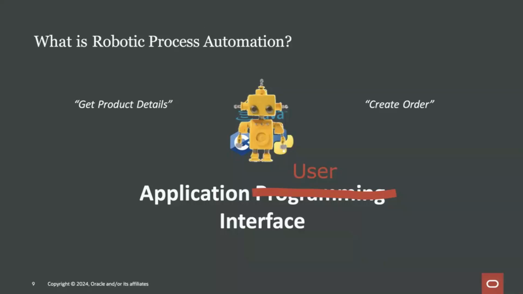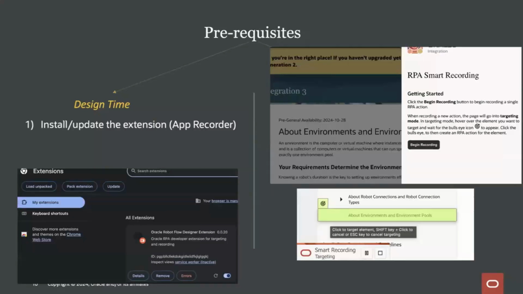And we'll take a look at the one that comes within OIC. But before we go there, let's cover the prerequisites needed to develop and run the RPA. We've divided the prerequisites into two things: design time and runtime. For the design time, the only thing we need to do is install the extension, or if you've installed it and there's an update, just update the extension.